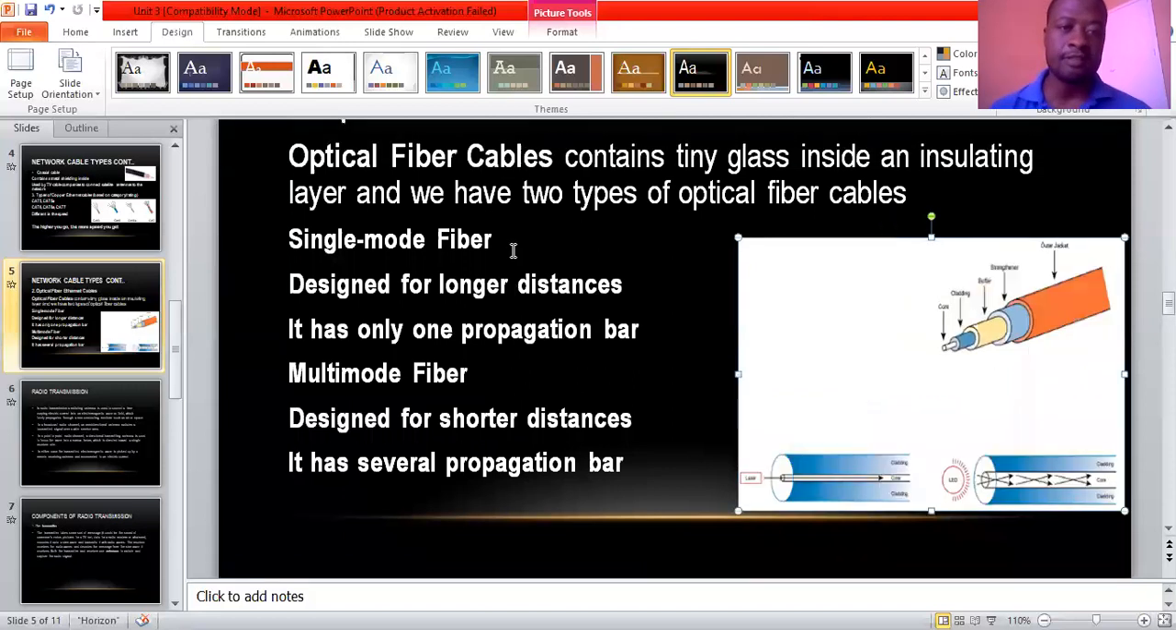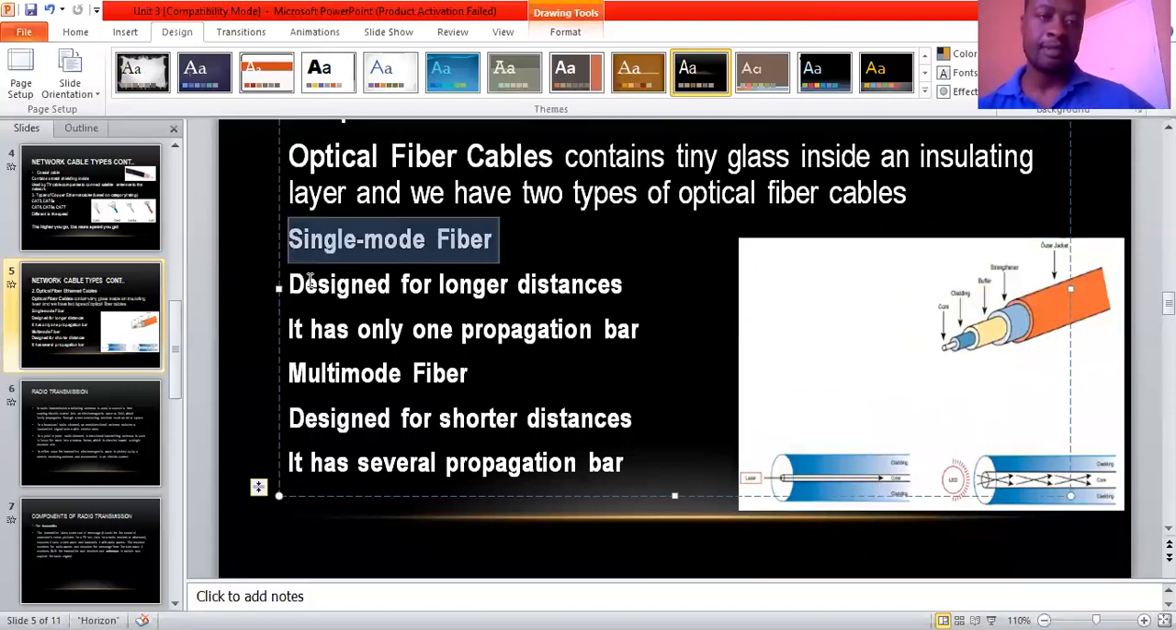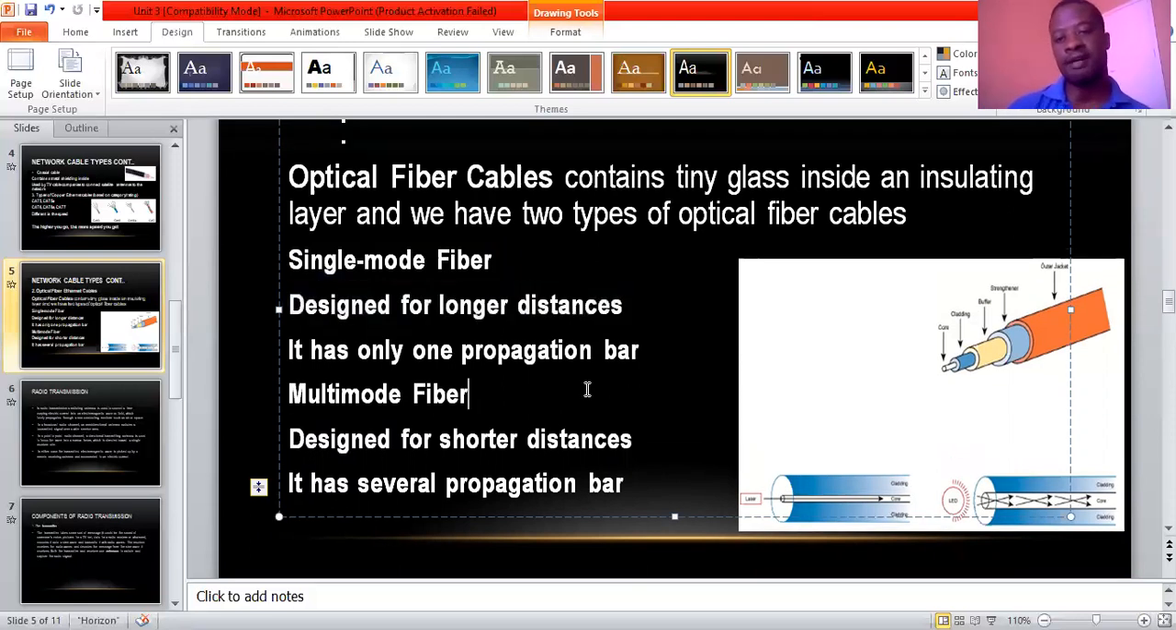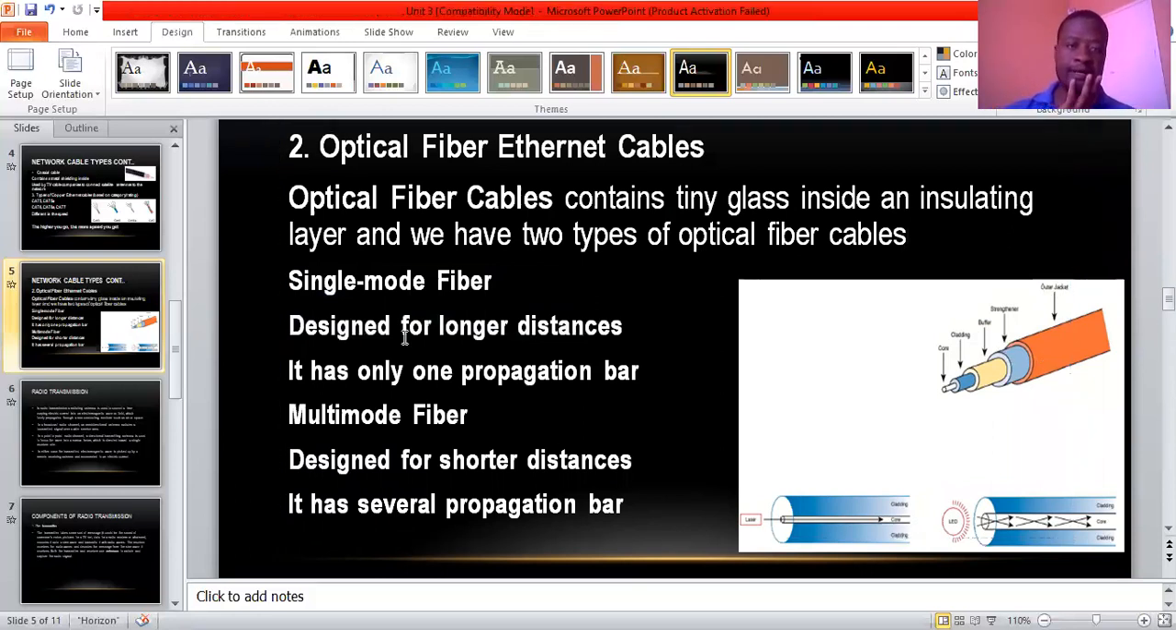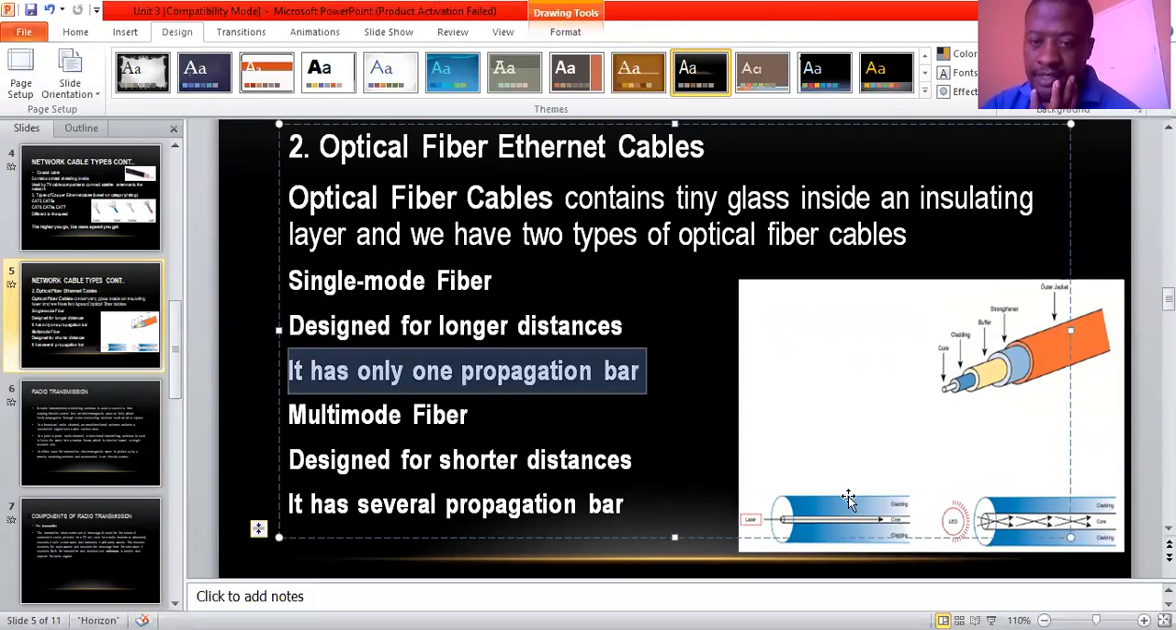We have a single mode fiber. This one is designed for longer distances. So if you want to cover long distances, then you should opt for the single mode fiber cable. It has only one propagation bar. If you check here, this is what you could refer to as a propagation bar. It has only one propagation bar.